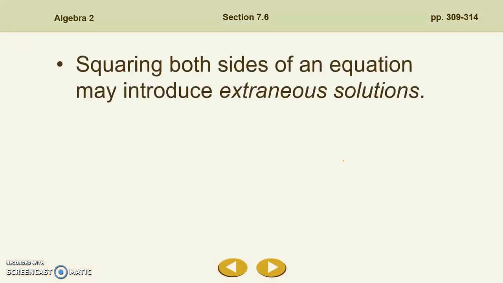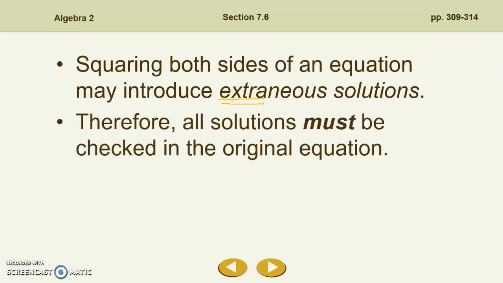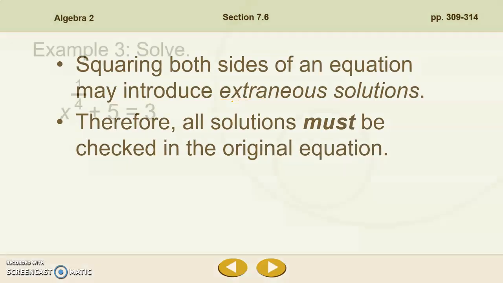Squaring both sides of an equation can introduce something called extraneous solutions. Just think of the root here of extraneous being extra. It can create a false solution, an extra solution, that doesn't work when you plug it back in. And so we always do need to check our work to make sure that we don't have any extraneous solutions. So let's take a look at an example of an extraneous solution here.